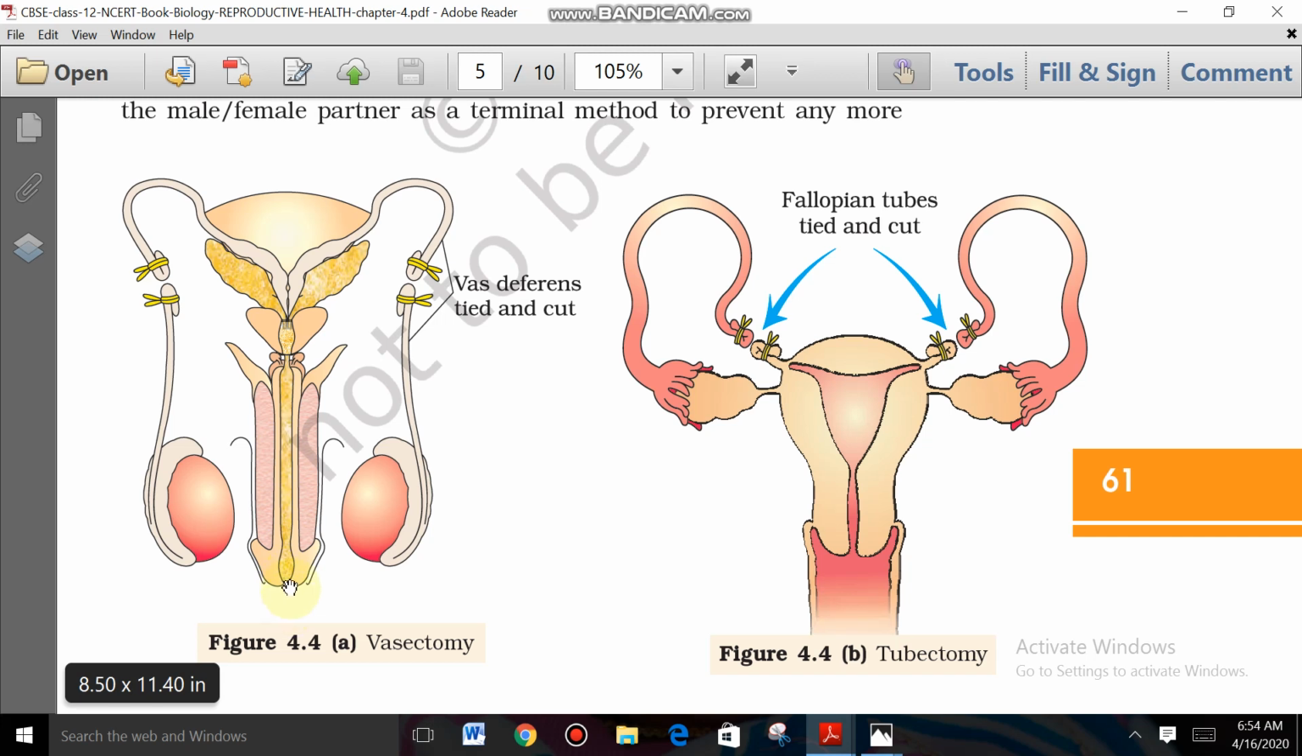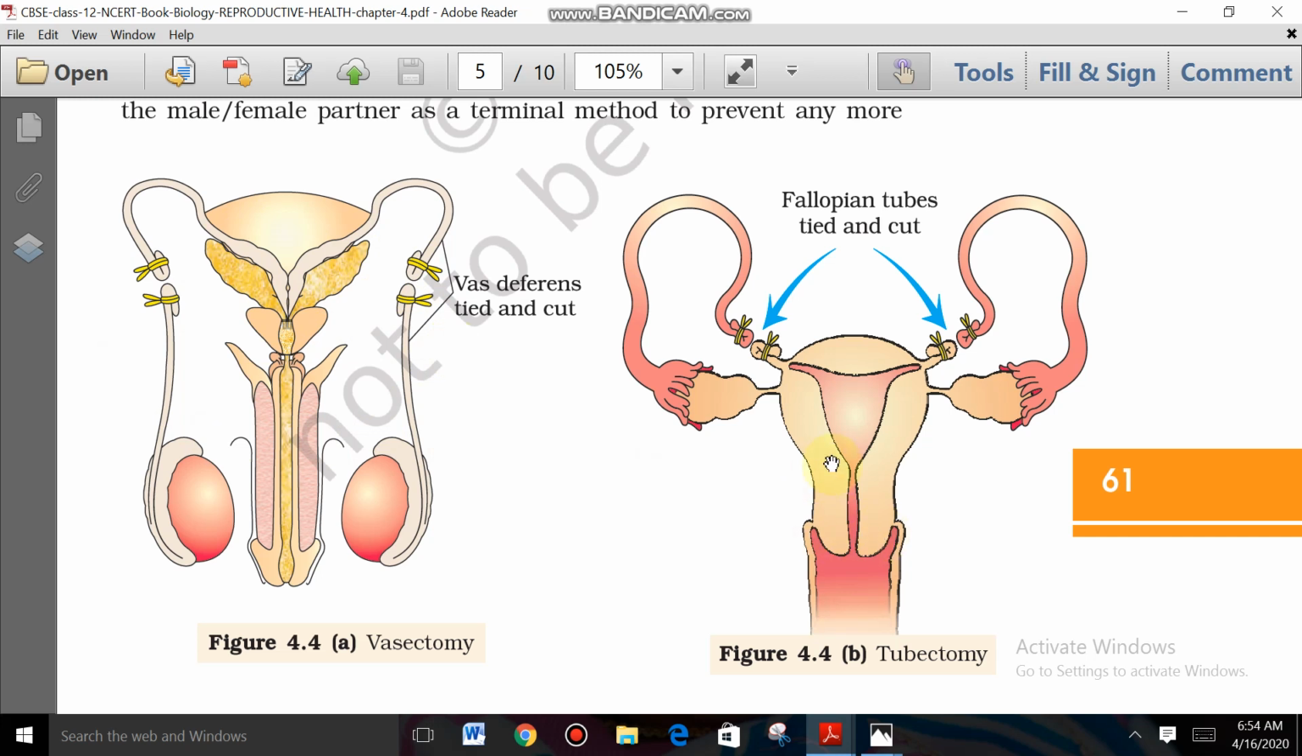The secretions are released, but these secretions do not have sperms. When sperms are absent, there is no fertilization, there is no pregnancy. Have you got it or not? Right. So blockage of sperms takes place in the vasectomy.